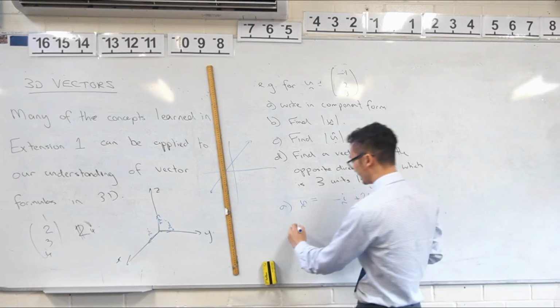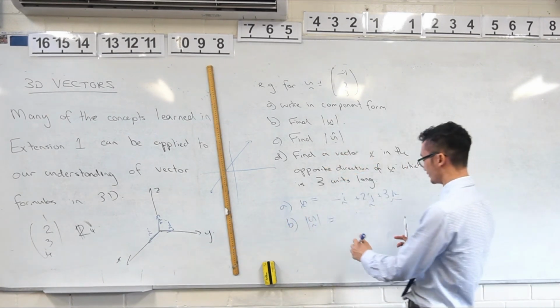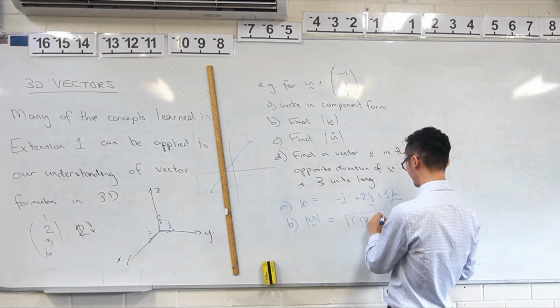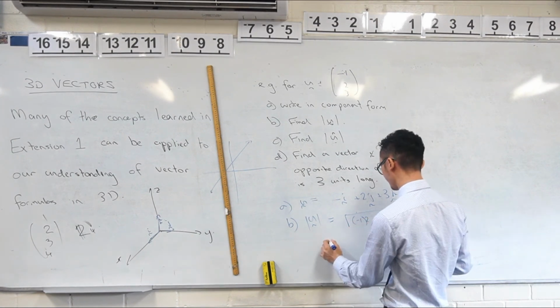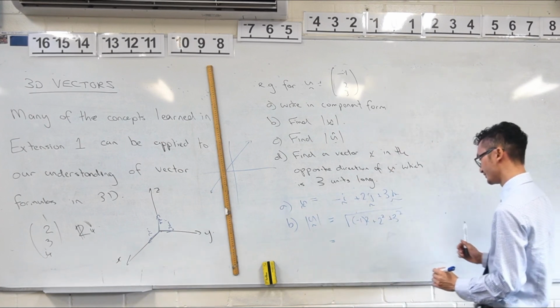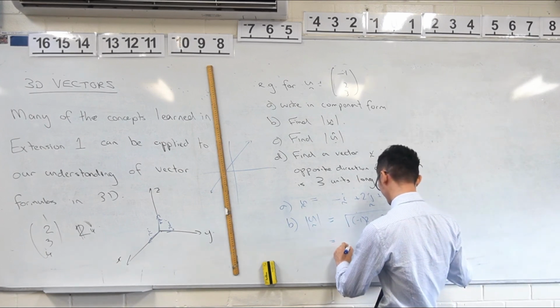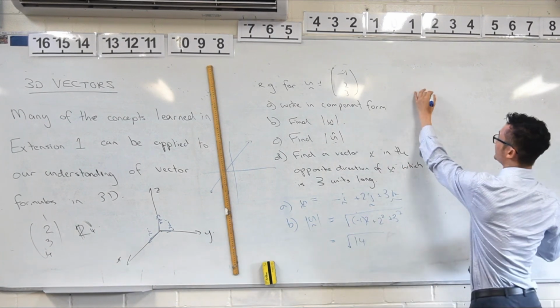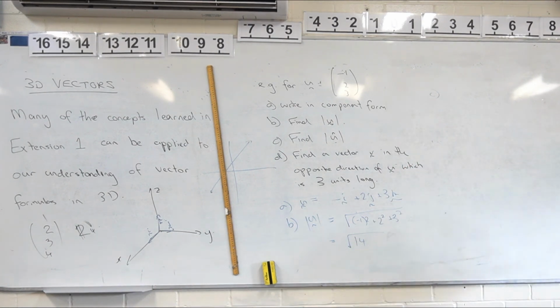All right, magnitude. Yeah, so we've got the square root of (-1) squared plus 2 squared plus 3 squared. And yeah, looks pretty good. Square root of 14. All right, C. What are we going to do here?